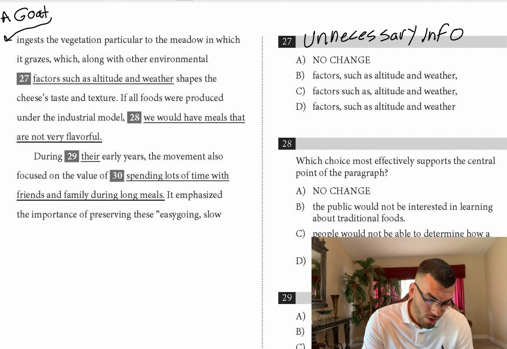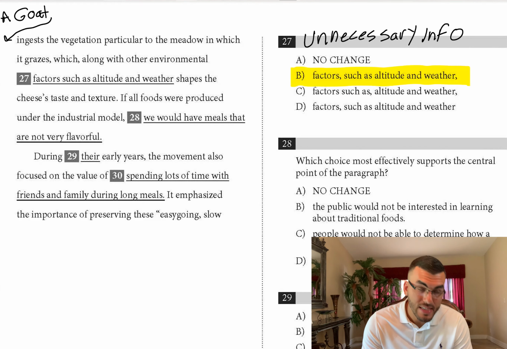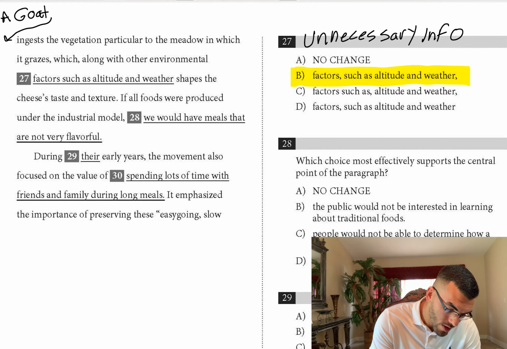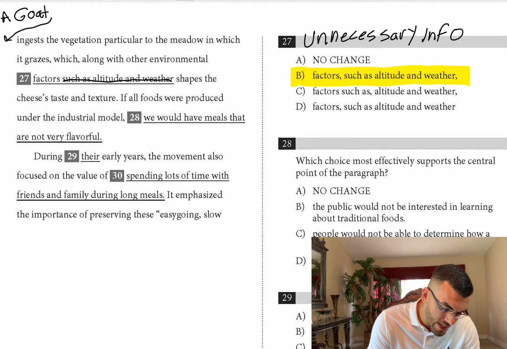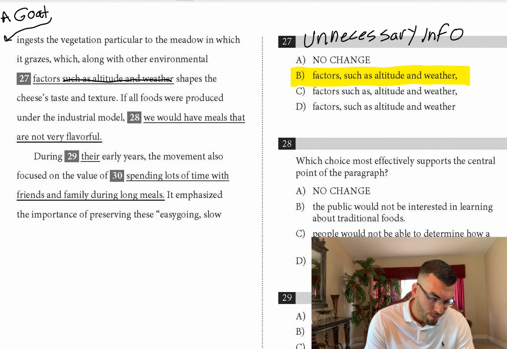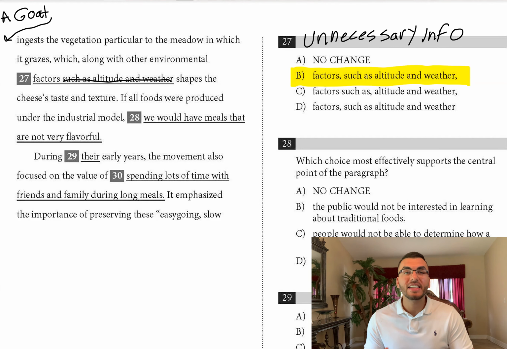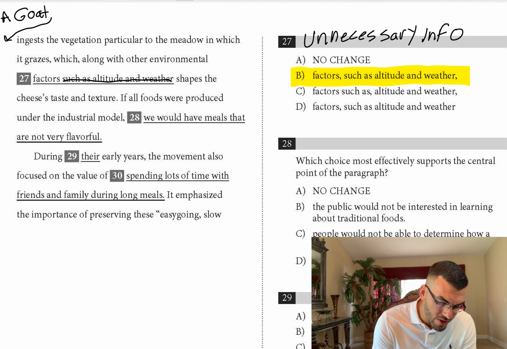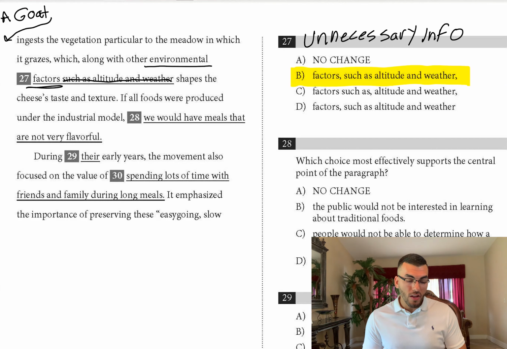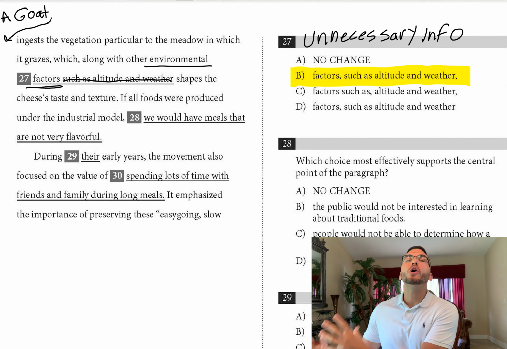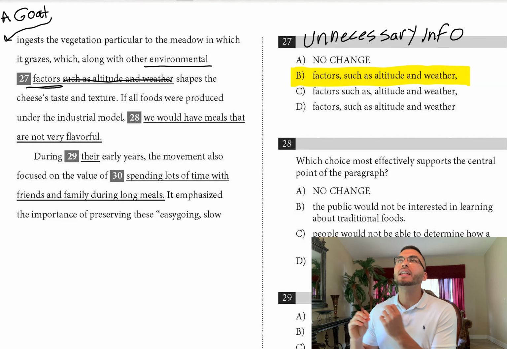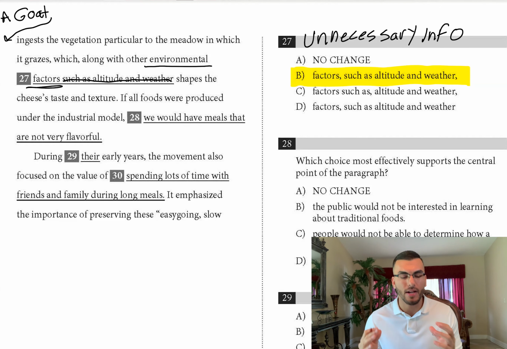So the correct answer is B, because such as altitude and weather is the unnecessary information. We don't need such as altitude and weather. Because what that is, like the previous example, is the additional nitty-gritty details of environmental factors. Along with other environmental factors, such as altitude and weather, we don't need to know the types of environmental factors. That's unnecessary information, so it needs to be surrounded by commas.